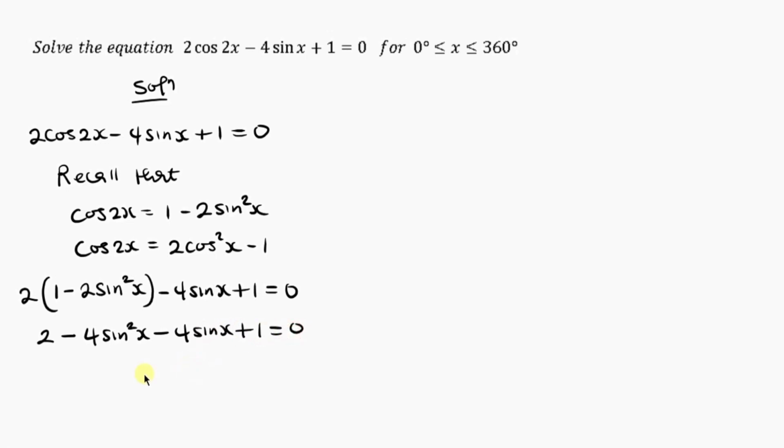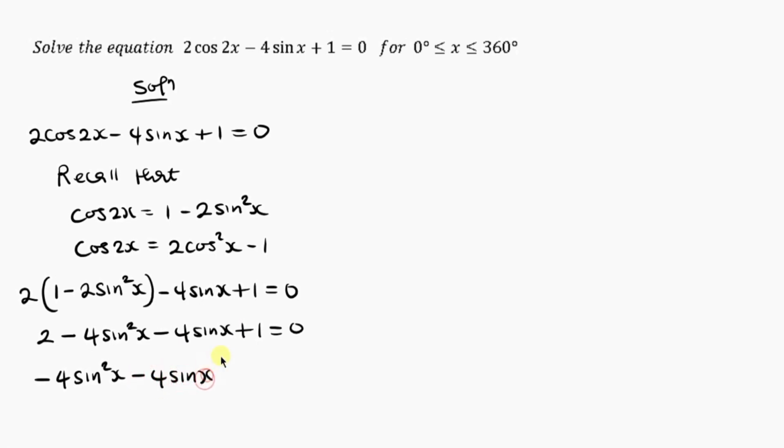Now we're going to be arranging this expression in terms of decreasing power. That means we're going to be starting with the highest power first. The one with the highest power is this negative 4 sine square s. So let's write it first. Negative 4 sine square s. Now the one that follows is this one, which is negative 4 sine s.